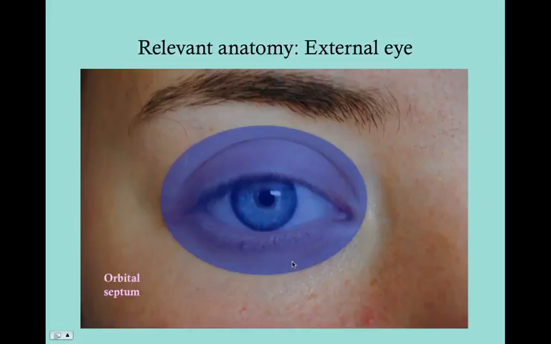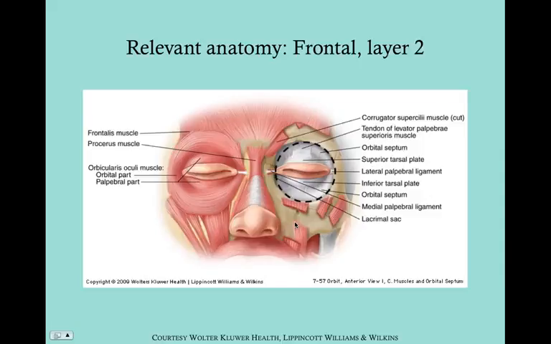Orbital septum is just the hole in the skull where the orbit sits. It's roughly, you'd have to palpate, but it's roughly this area here. Going a little deeper, you've got the orbital septum, as we just showed, the superior and inferior tarsal plates. The tarsal plates are what give the eyelid its characteristic structure, and this is just dense connective tissue. Then you have the medial and lateral palpebral ligaments, and this kind of holds the eyelid in place. Then you've got a lacrimal sac, which ultimately drains into that caruncle.